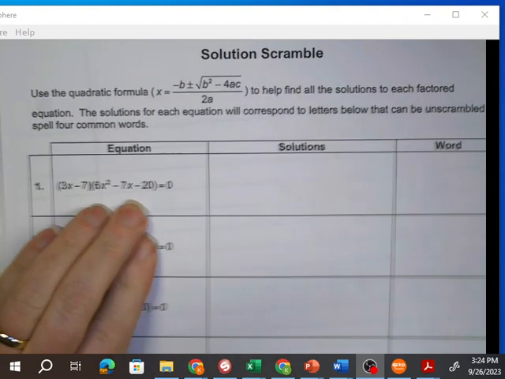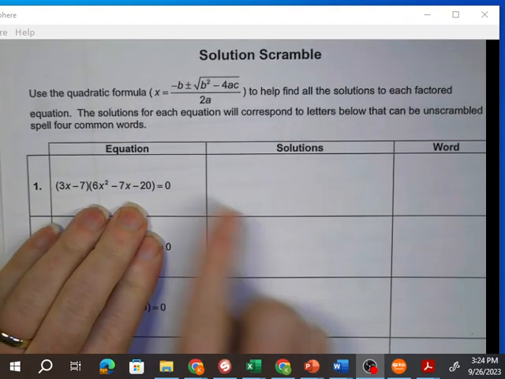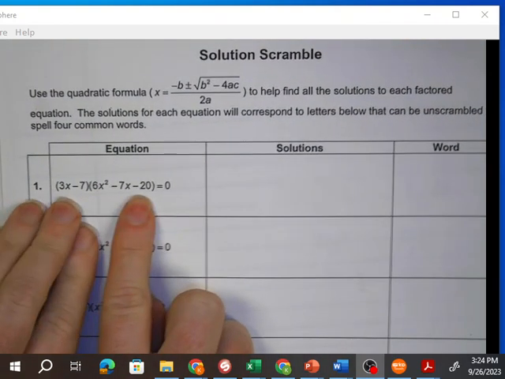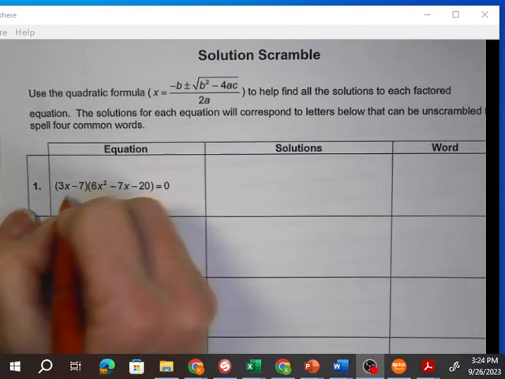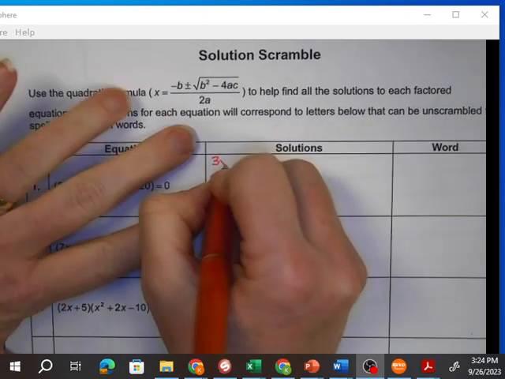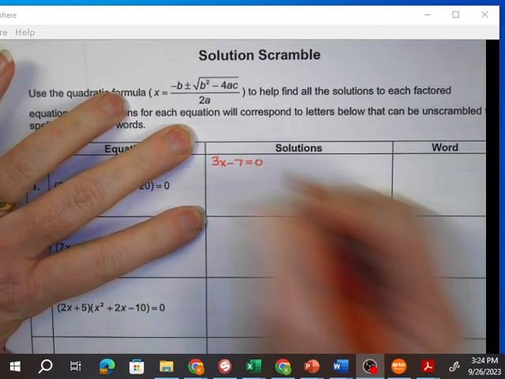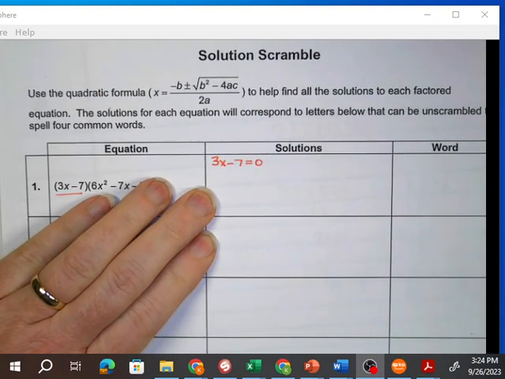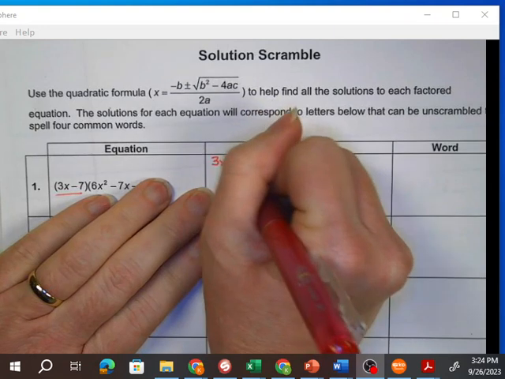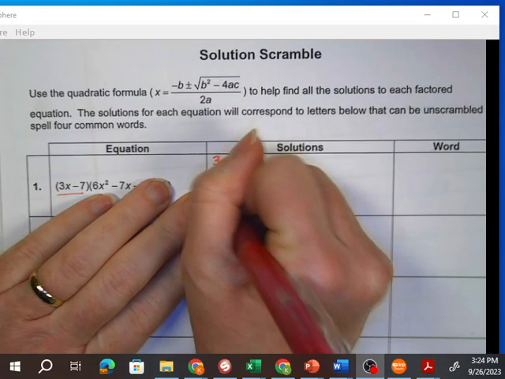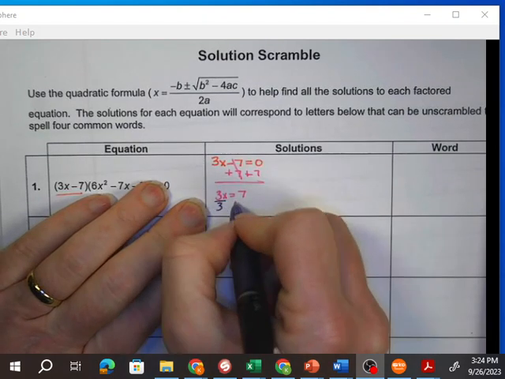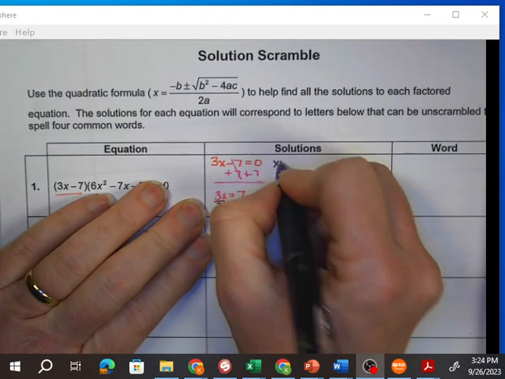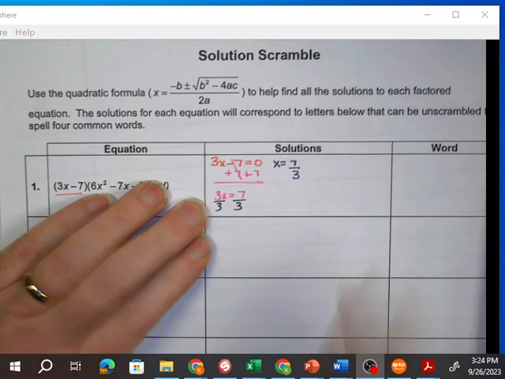And remember, we learned on Friday that we can take each part of the equation, set it equal to 0, and solve it. So if I take this first piece and set that equal to 0, that's 3x minus 7 equals 0. I'm just going to solve it for x. So I'm going to add 7 to both sides, and then divide by 3. So I get my first solution: x equals 7/3. But that's just one solution.